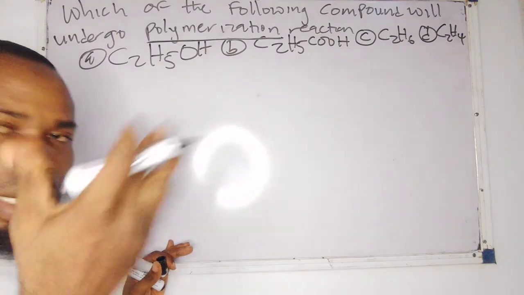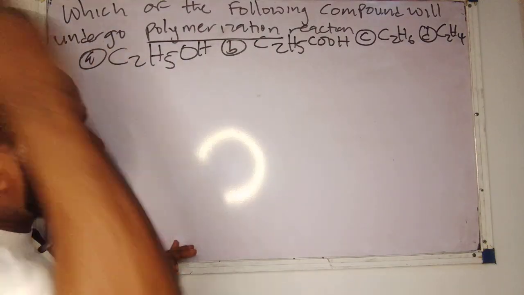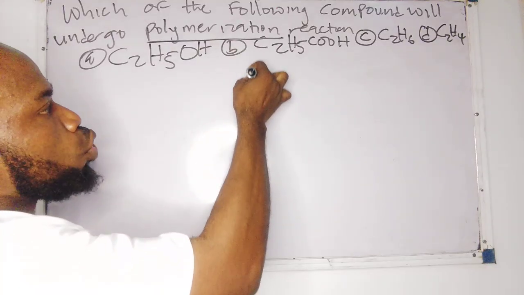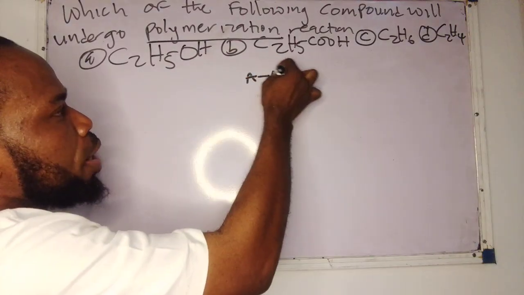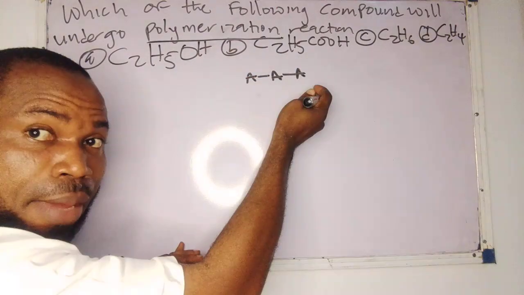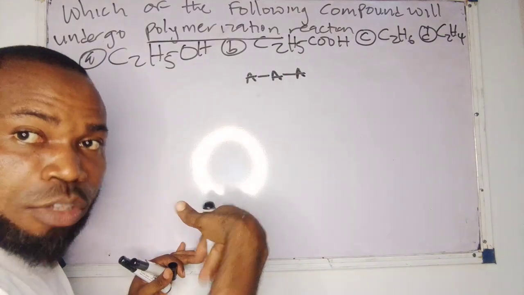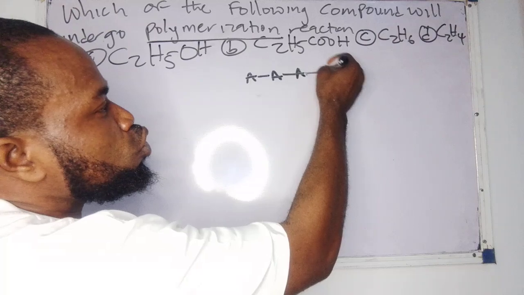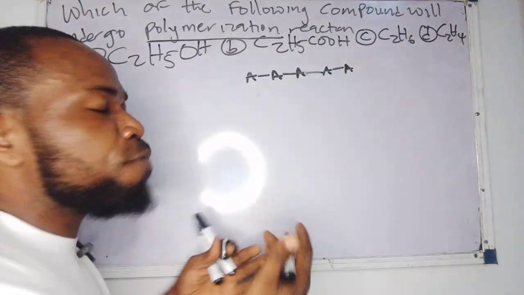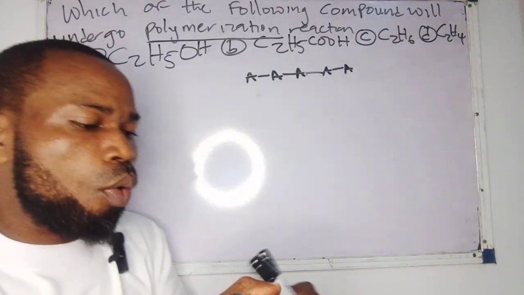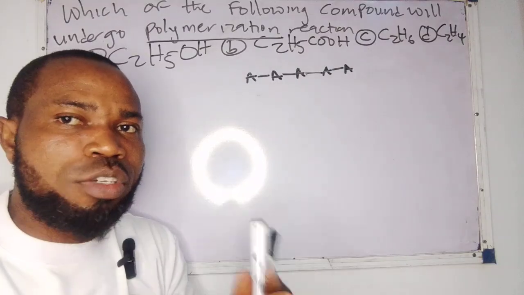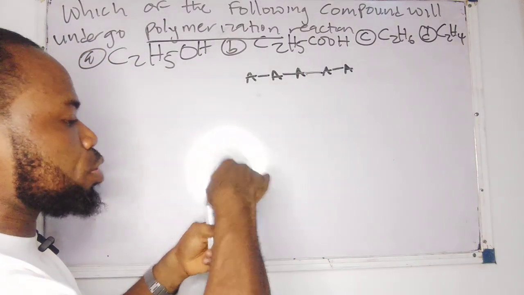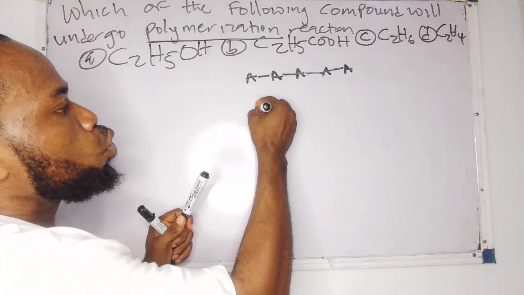Now, let's take it like this. Polymerization simply means the addition of small molecules. They might be the same, but they might be different. It all depends on the kind of polymer that is being formed. It is the joining together of smaller molecules to form bigger molecules. Those small molecules that join together to form a larger molecule are regarded as monomers.